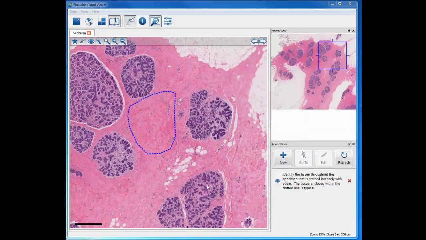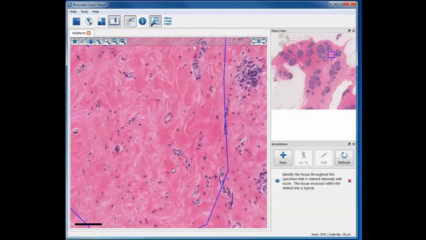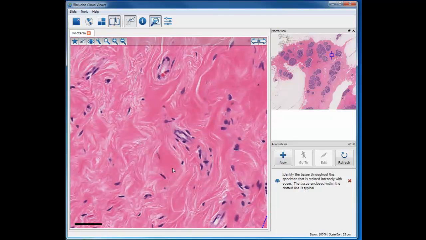This question asks to identify the tissue throughout the specimen, the stain intensity is typical in the tissue enclosed within the dotted line, and it was dense irregular connective tissue. Certainly looking at this high magnification, you see the fibers are not parallel, and the fibroblasts on the outside of the collagen fibers are clearly here with the elongated nuclei, and 88% of the class got it correct.